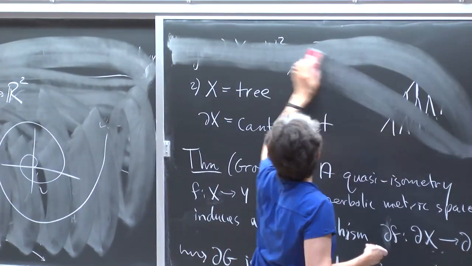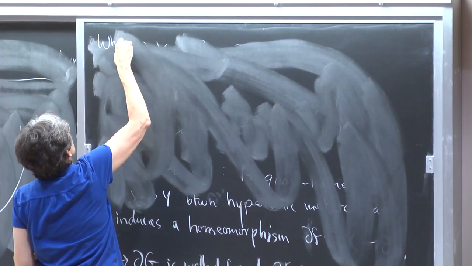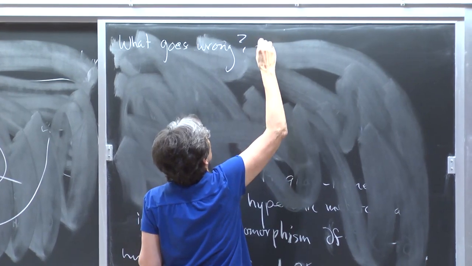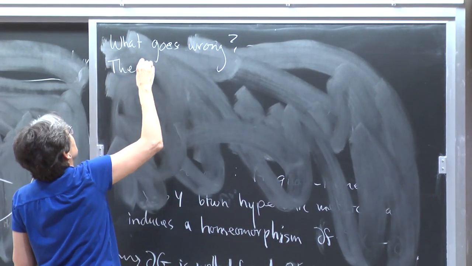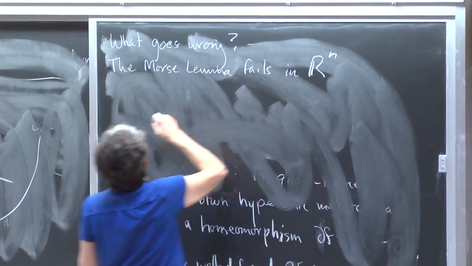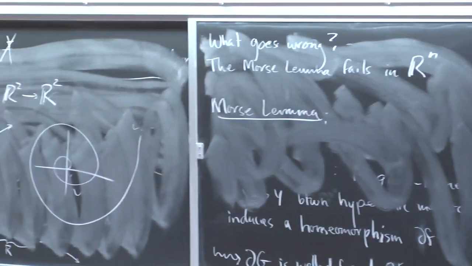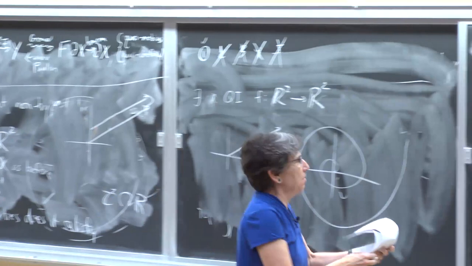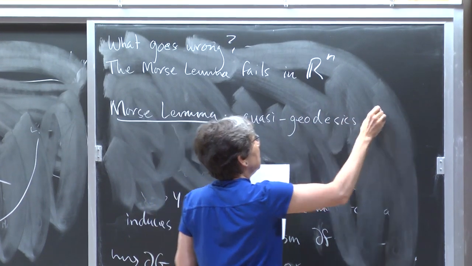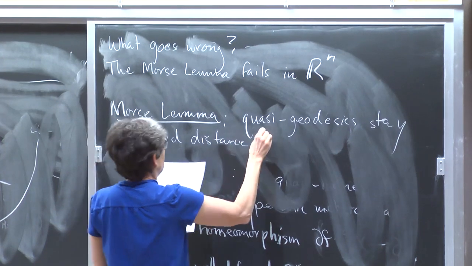So what goes wrong? In essence, what goes wrong is the Morse lemma fails. The answer is the Morse lemma fails in R2. Okay, so let's recall what the Morse lemma is. I'll state it without too much detail this time. Let's state it informally. The Morse lemma says quasi-geodesics stay bounded distance from geodesics.